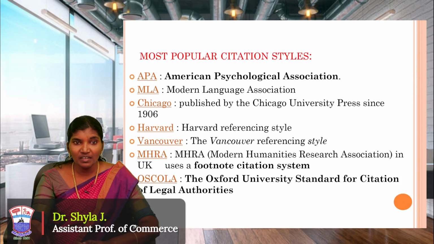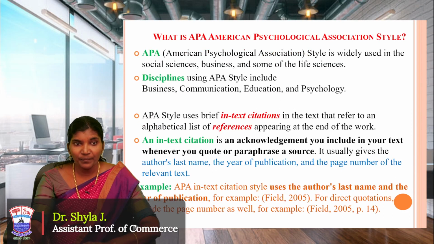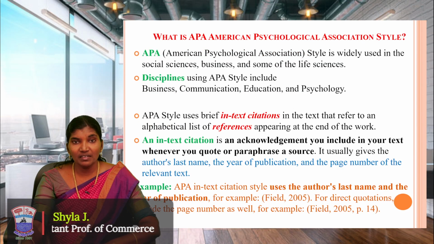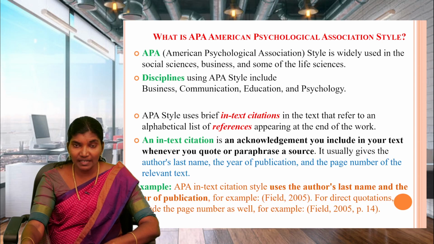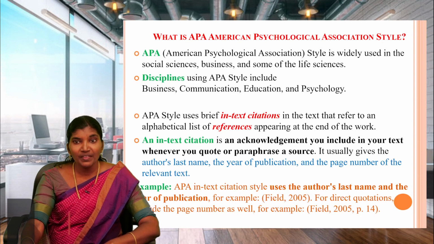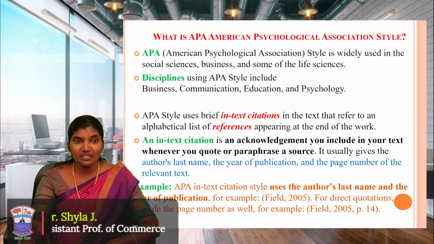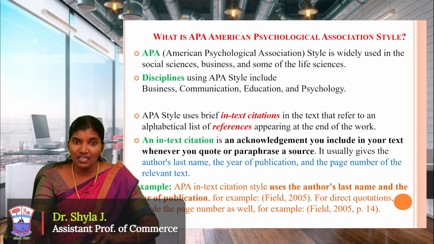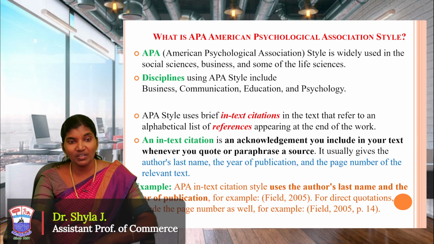So first one we'll see about what is APA referencing style or citation style. American Psychological Association style is widely used in the area of social sciences, business and some other life sciences. So if you are a researcher in the field of social science, obviously you can apply this APA referencing style. It is applicable to business, communication, education and psychology.